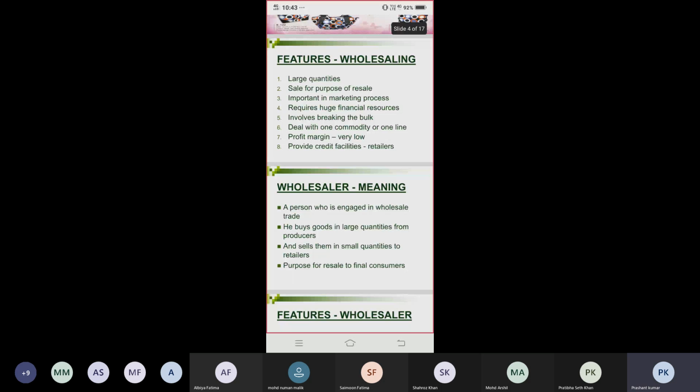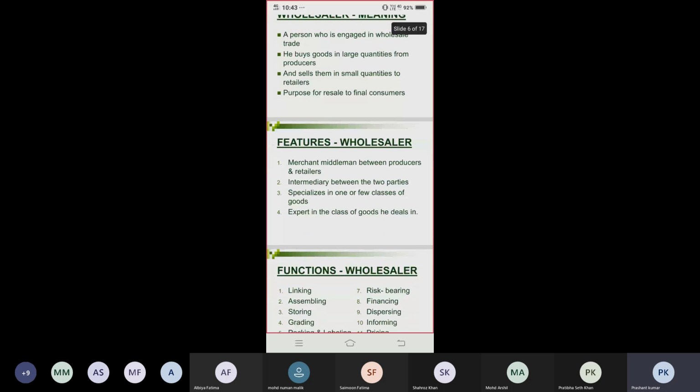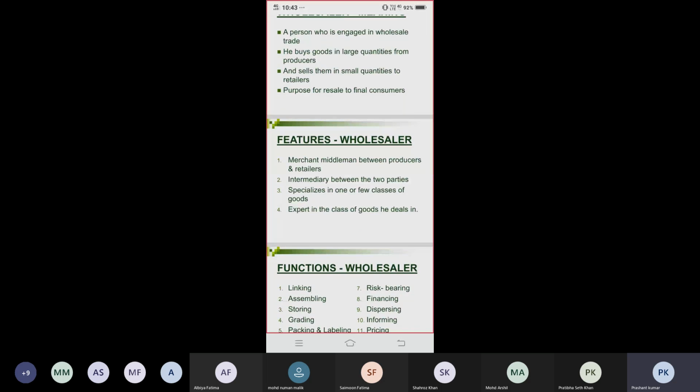He buys goods in large quantities from producers and sells them in small quantities to retailers, for the purpose of resale to final consumers. Features of wholesalers are: merchants, middlemen between producer and retailers, intermediary between the two parties, specializes in one or a few classes of goods, expert in the class of goods he deals in.